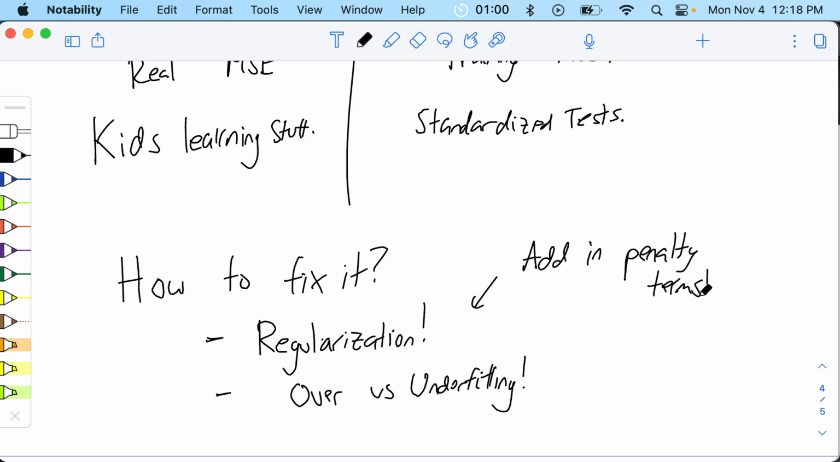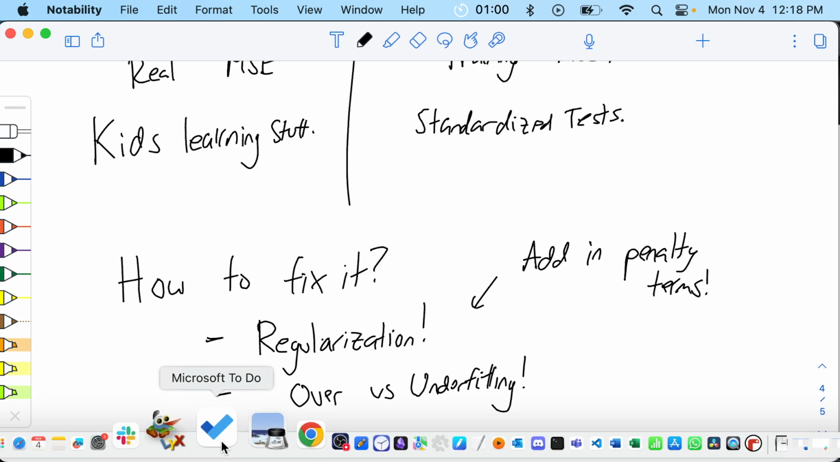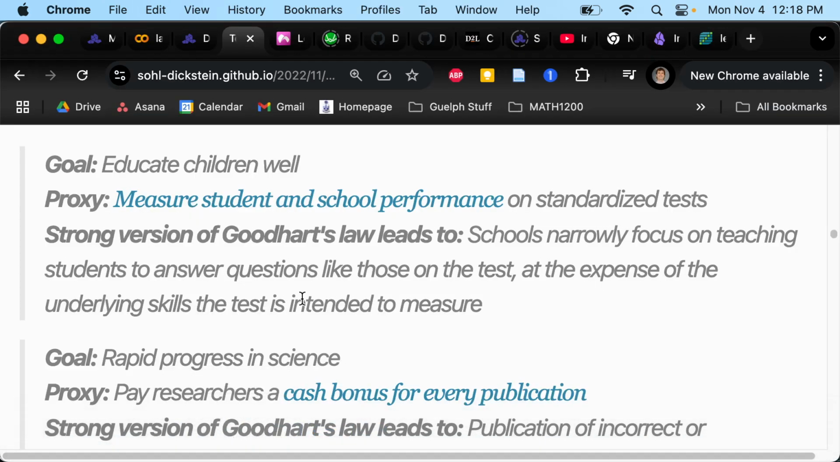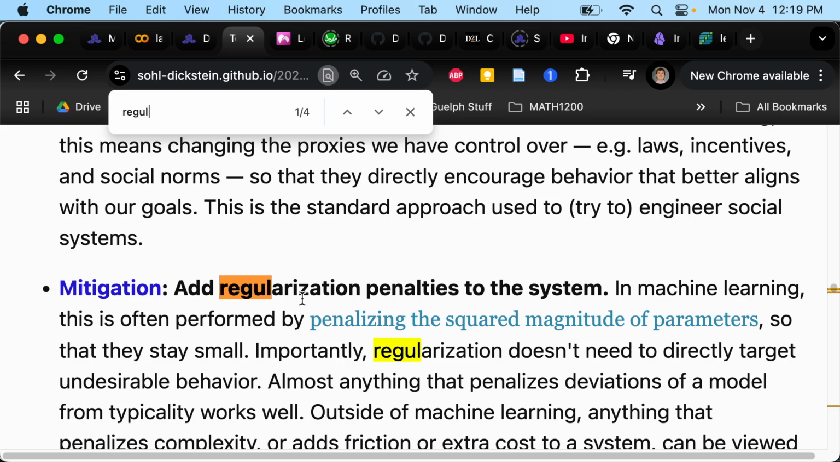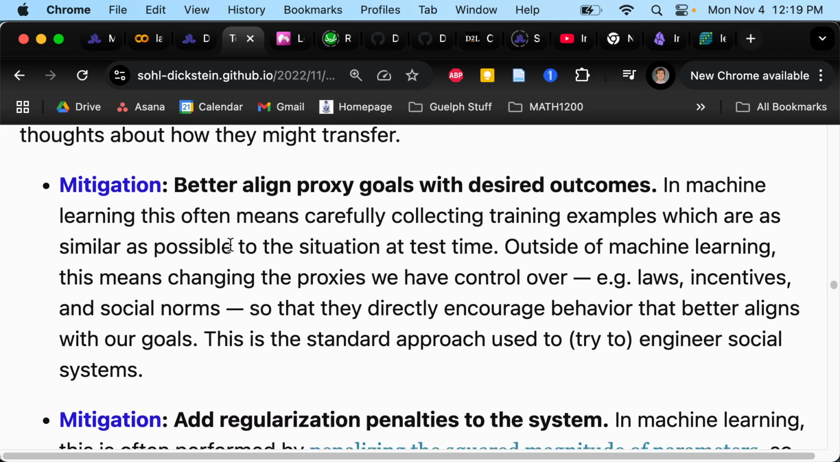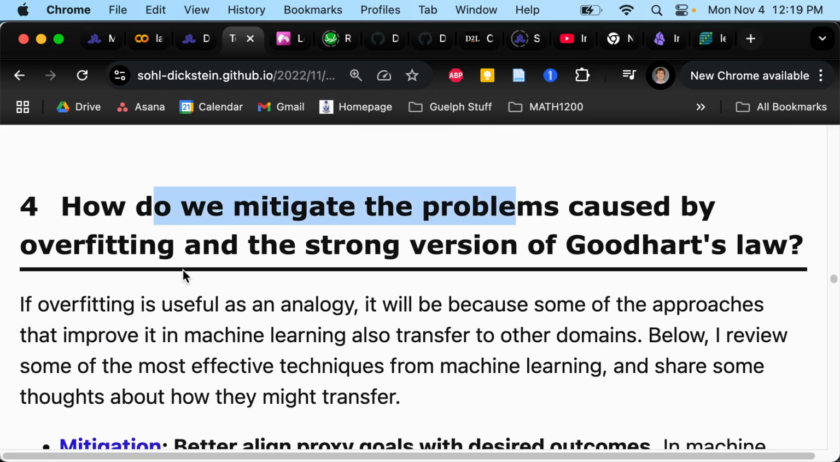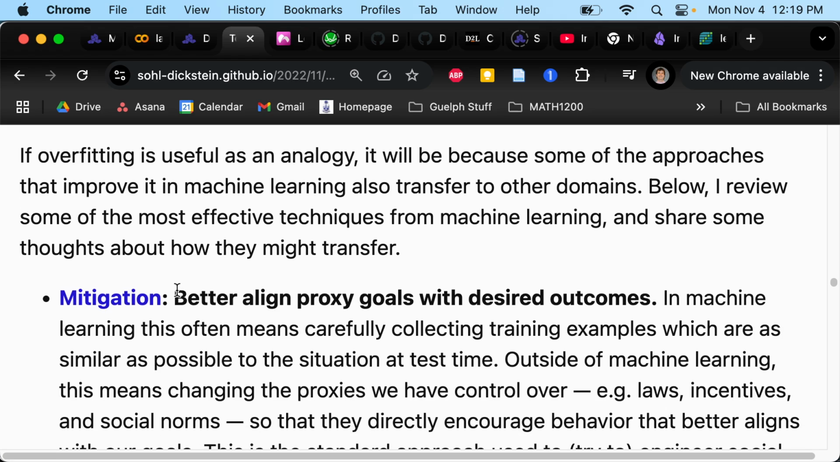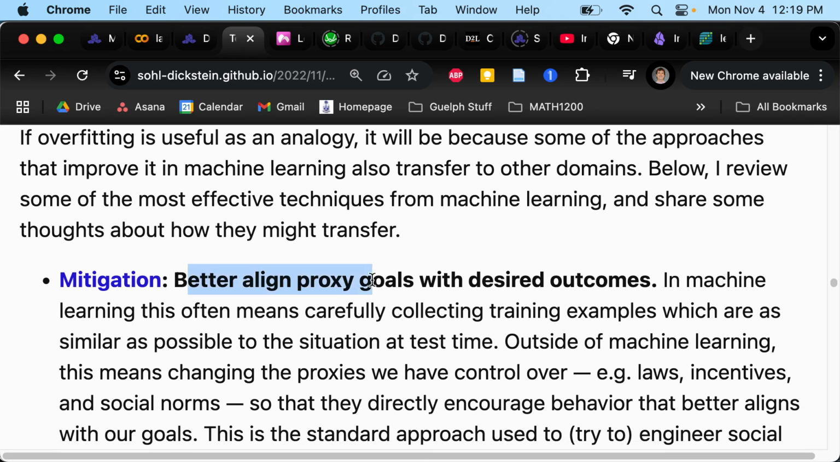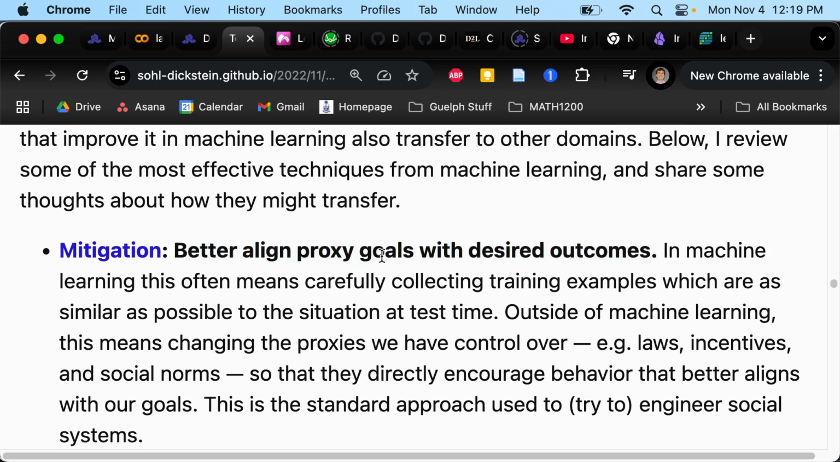And the nice thing is this blog has some, quote, real-life examples of these things. So let me find it on this blog. Regularization. Okay, so this is the list of things you can do to try to make this better. How do we make this less bad? One thing they say is make sure the proxy goals are more aligned with the desired outcomes. So make sure that the thing you're optimizing is as close to the real-life thing as you want.